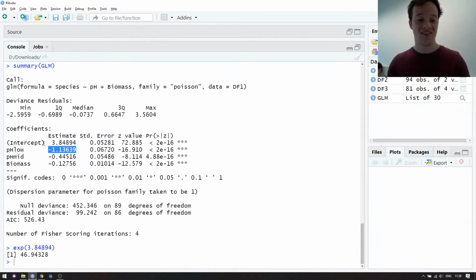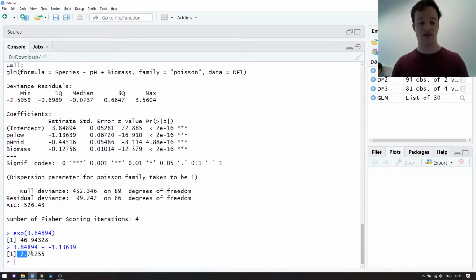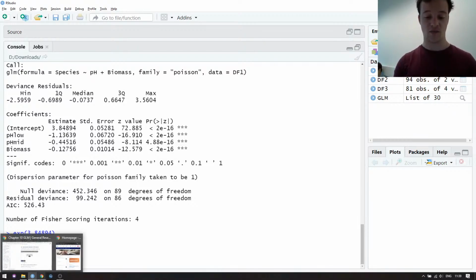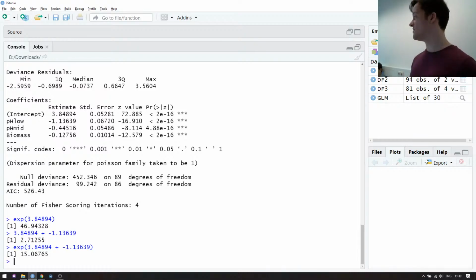So on the linear scale, the value for low that we expect is this plus this estimate over here, but there's a minus, so it becomes negative. But this is what we expect on the scale of the linear part. Now, if you want to know what it is on the original scale, then you have to take the exponent of this entire thing. So not just minus 1.13, but of this entire thing. And then we see, okay, for low pH, the expected count is 15. That's how you can work with GLMs and report things.